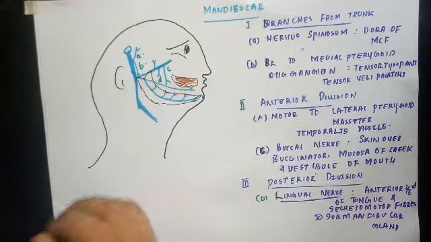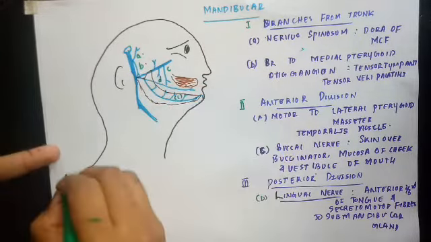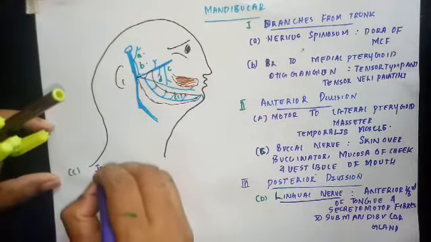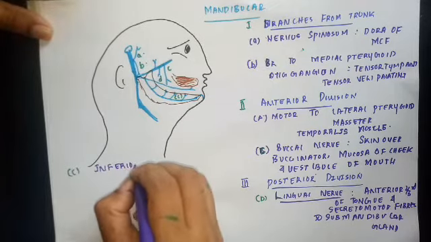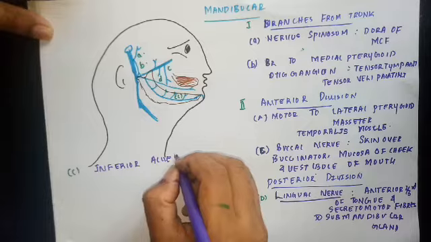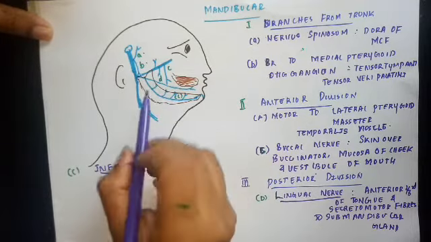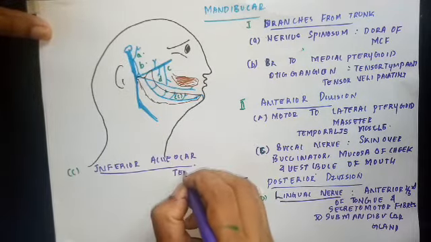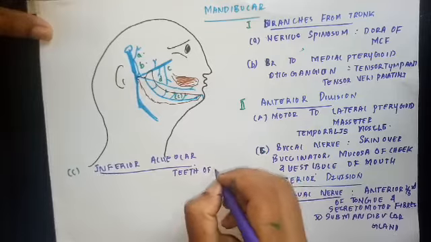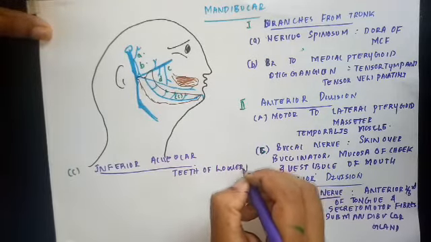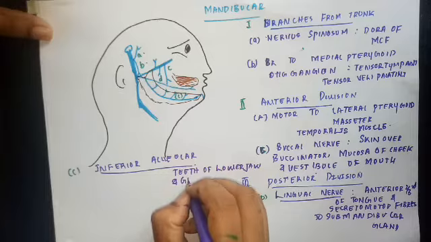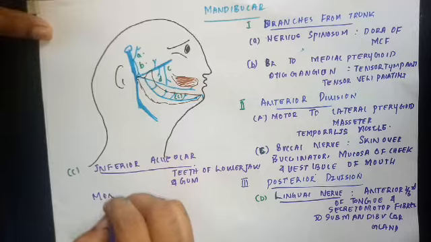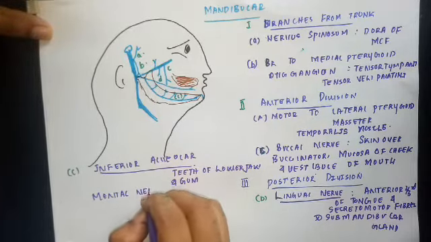So this is labeled as C. C is the inferior alveolar nerve. It passes through the mandibular canal. It supplies the teeth of the lower jaw and gum. And it emerges through the mental foramen. As the mental nerve, it supplies skin over the chin.